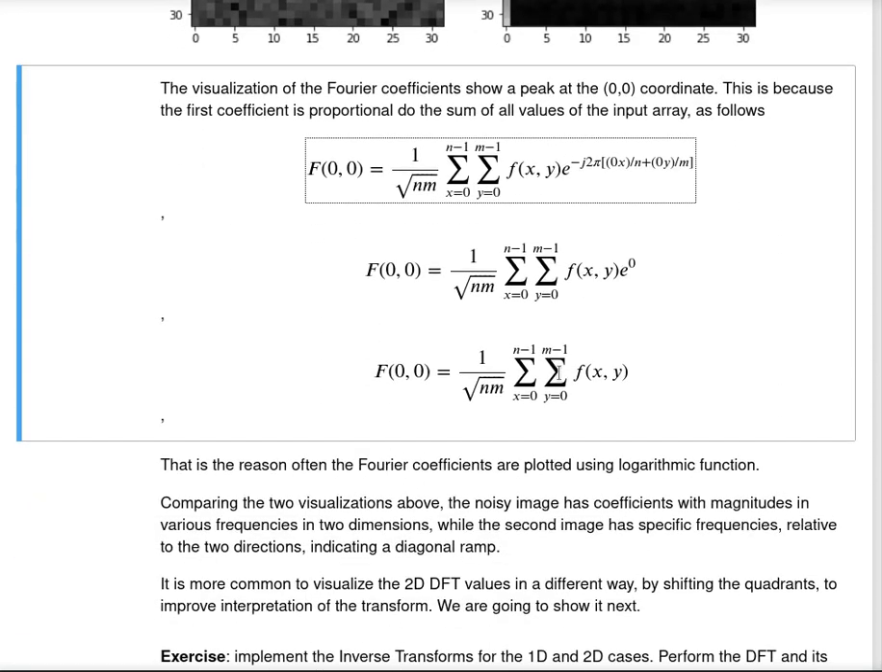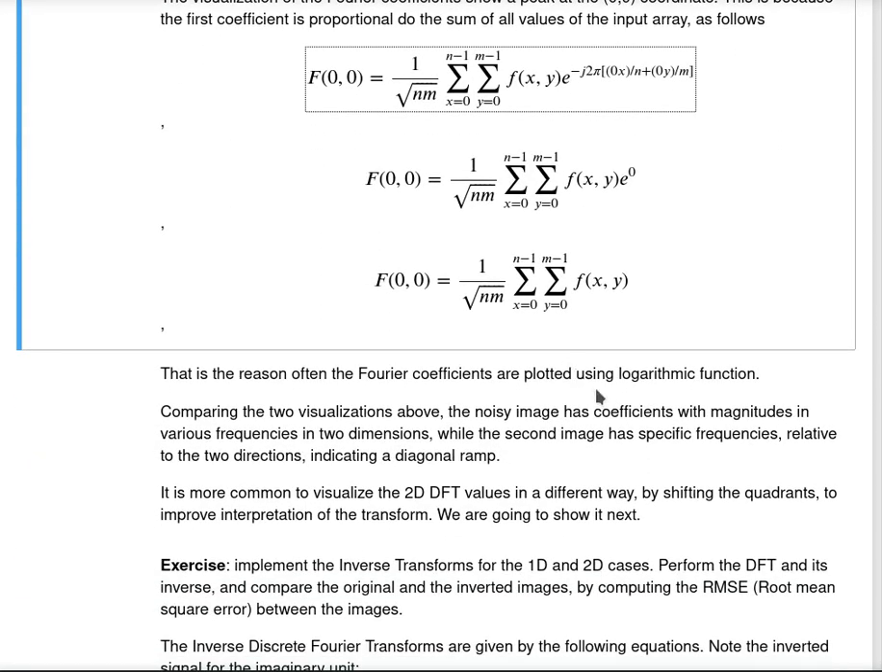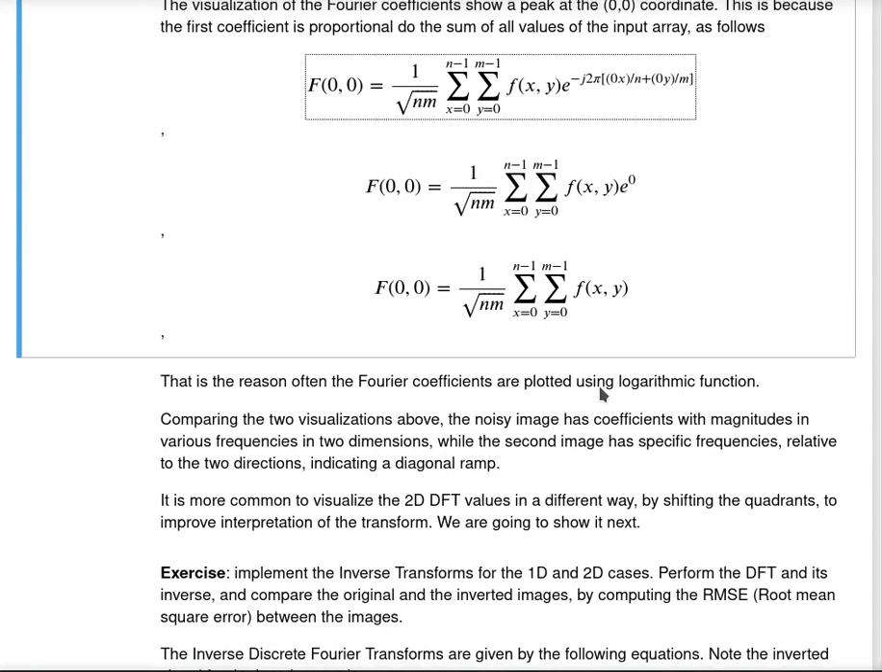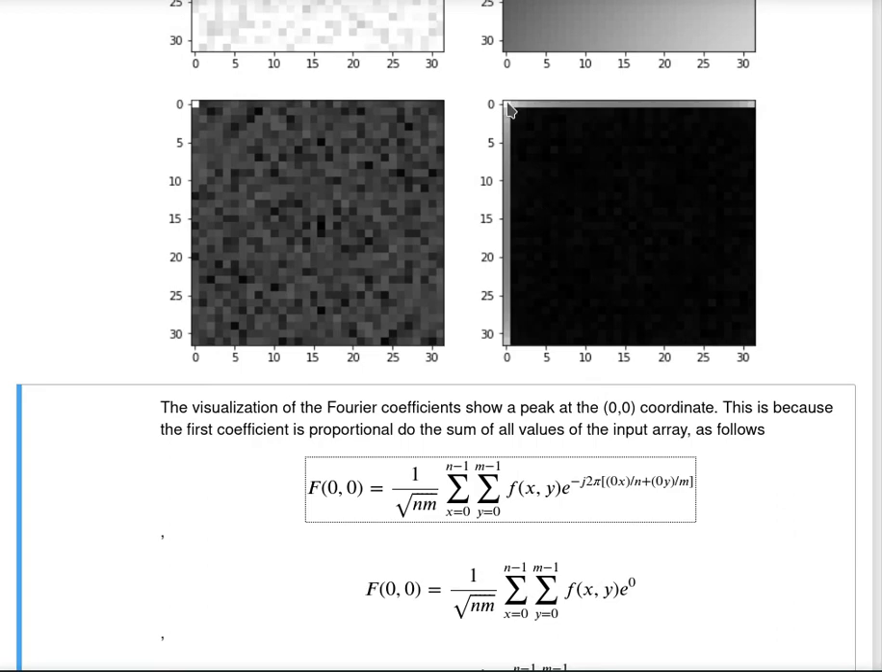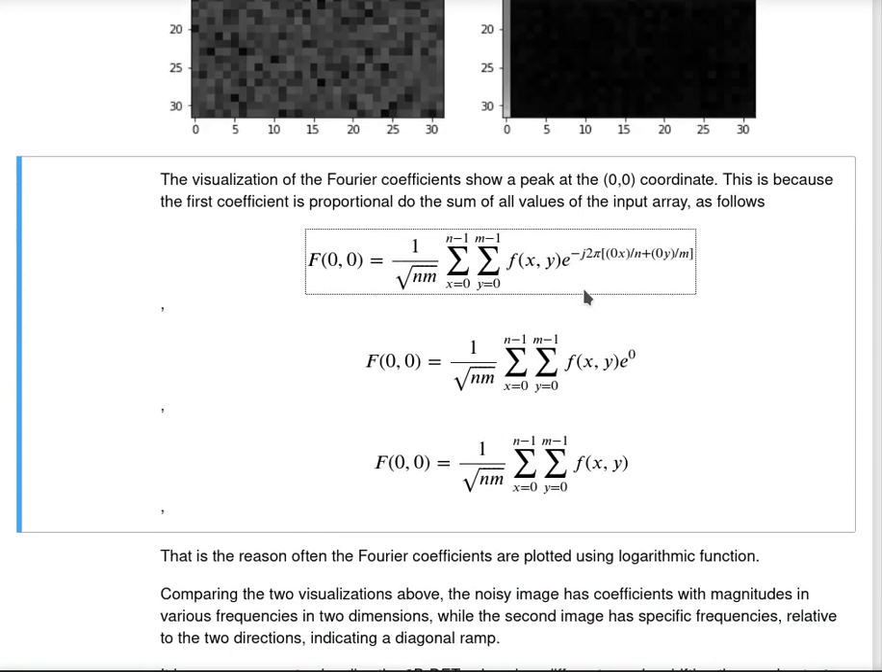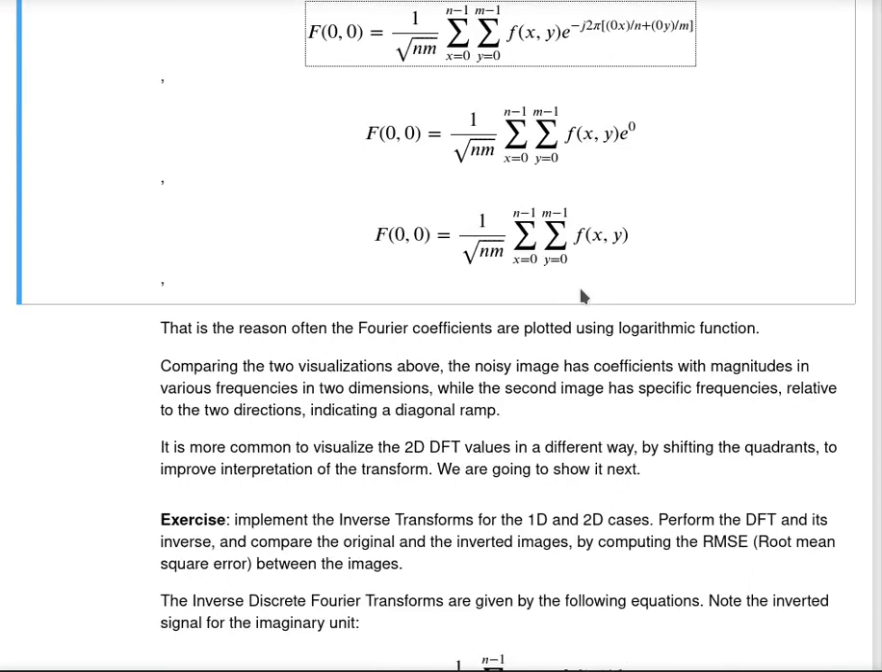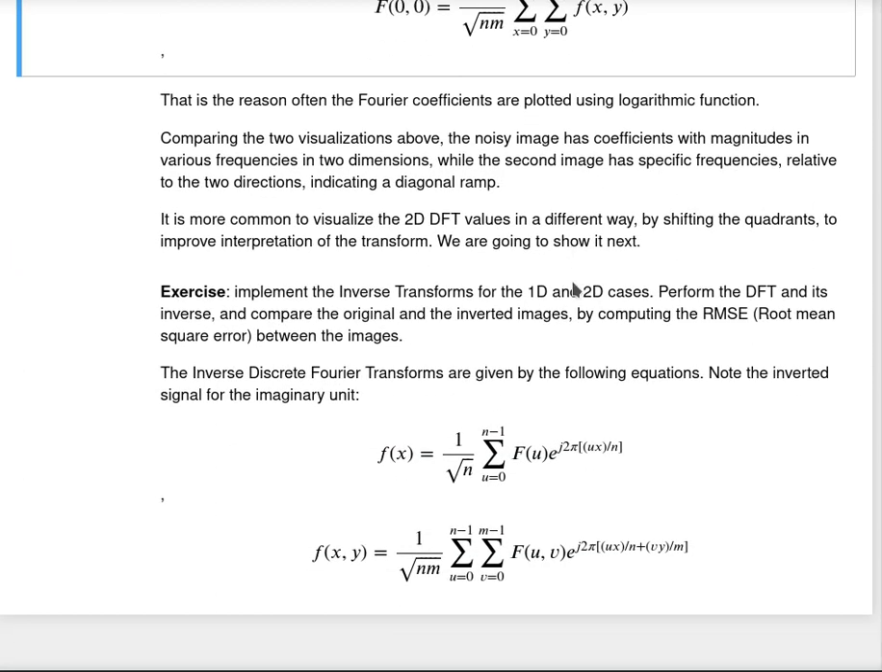And this is why we plot Fourier coefficients using the logarithm function, because you want to also see the influence of coefficients other than the first one. Otherwise, we're just going to see a single peak.